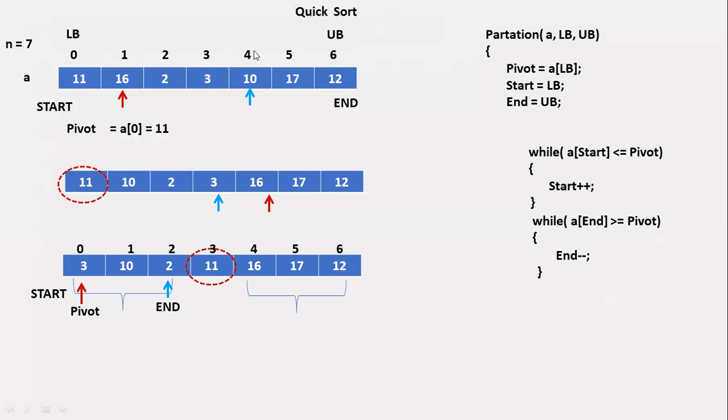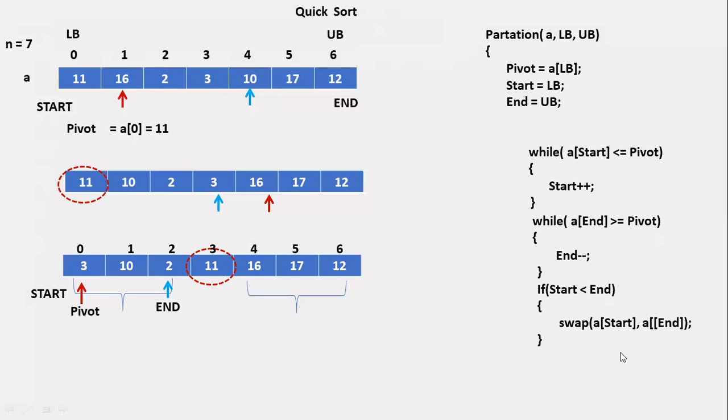So here in this case, we have to check the condition, that is if start less than end, then we are going to swap. Swap what? Start value with the end value. So end will be placed in this position, start will be placed in this position. So swap start comma end.